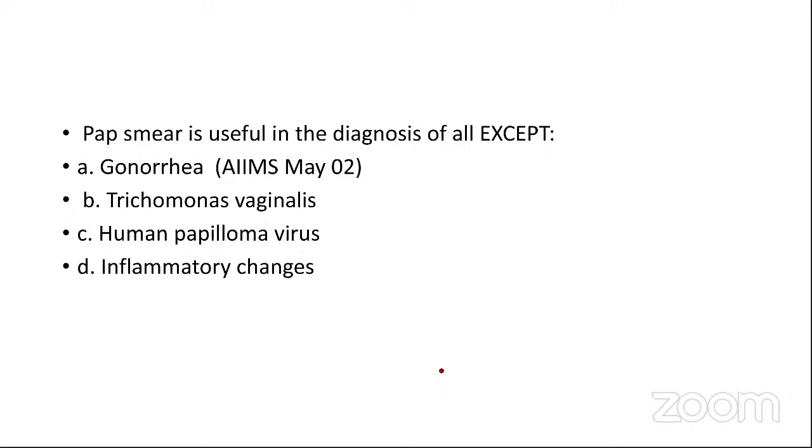The basic knowledge we have is that pap smear is used for malignancy detection. You can detect malignancies like cervical cancer, vulval cancer. But apart from that, you can also detect infections. You can detect Trichomonas vaginalis. You can detect HPV, obviously. And you can also detect inflammatory changes. Gonorrhea is intracellular and less likely to be seen.